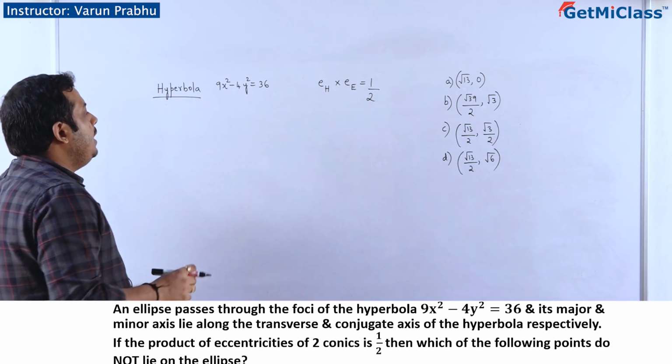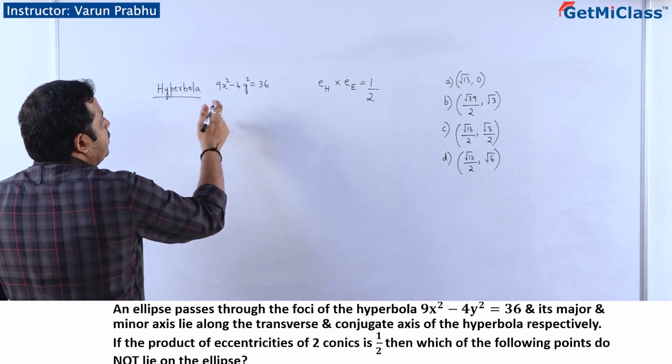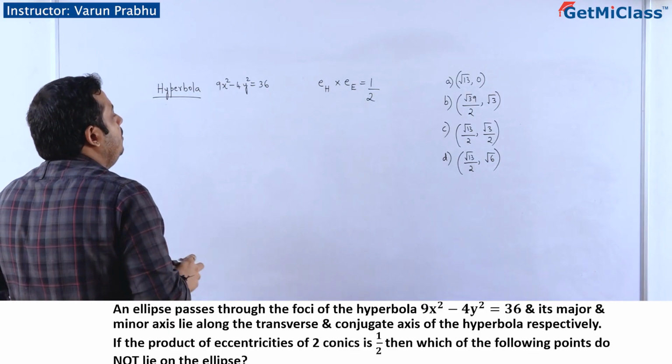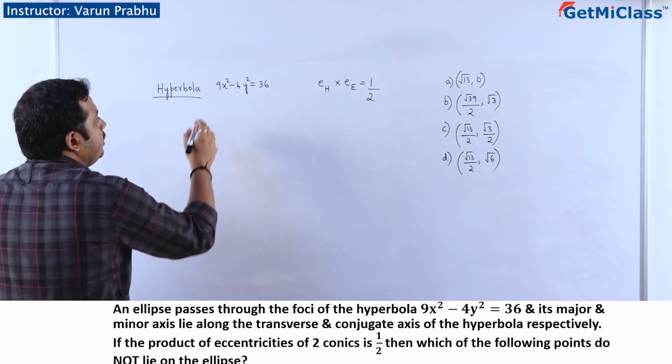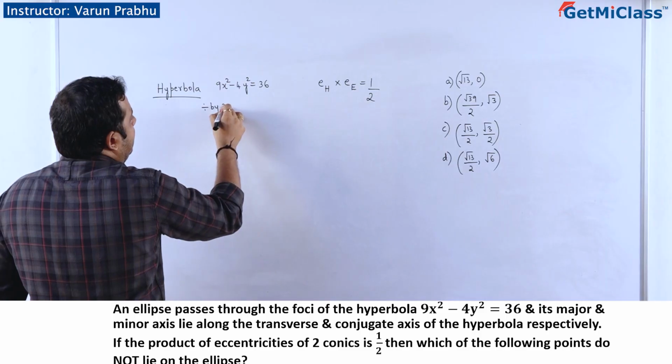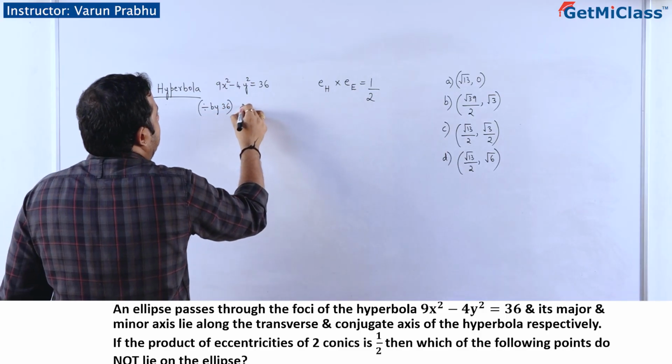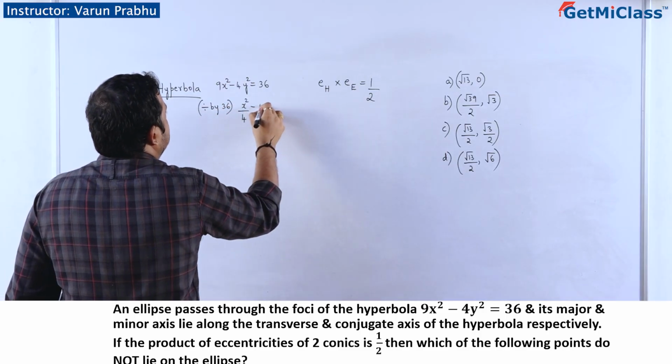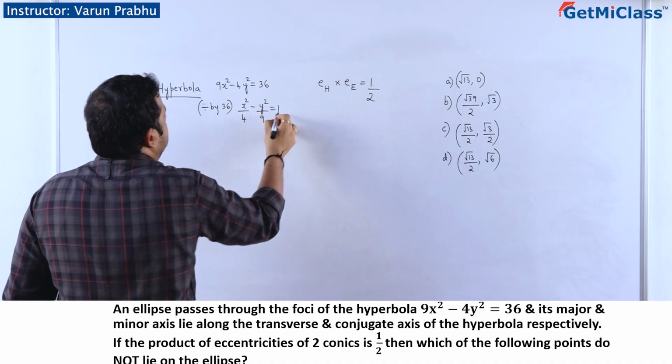It's told in the problem that an ellipse passes through the foci of this particular hyperbola. So first we'll divide by 36 on both sides. So I'll get x square divided by 4 minus y square divided by 9 is equal to 1.